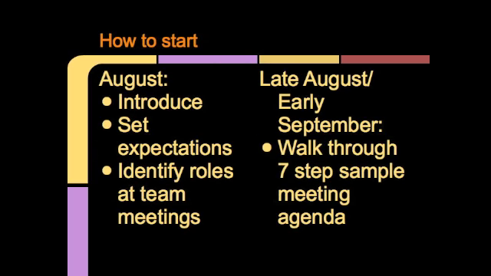Our goal is to introduce it at the end of August, set our expectations, and identify the roles at our content area team meetings. Then by early September, we will walk through the 7-step sample meeting agenda and start this process.